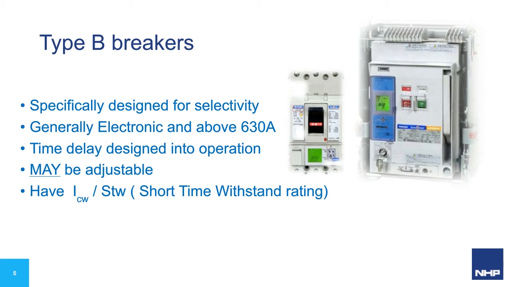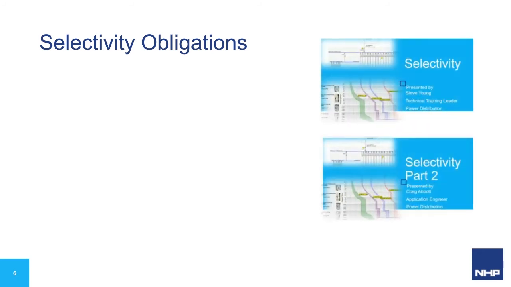So let's now look at bringing all of the pieces and levels of selectivity together to understand at the end of the day what needs to happen to ensure we achieve the desired result. At this point, I'm assuming that our audience has viewed and understood Selectivity 1 and Selectivity 2, presented a little while ago and still available for repeat viewing on NHP's YouTube channel.